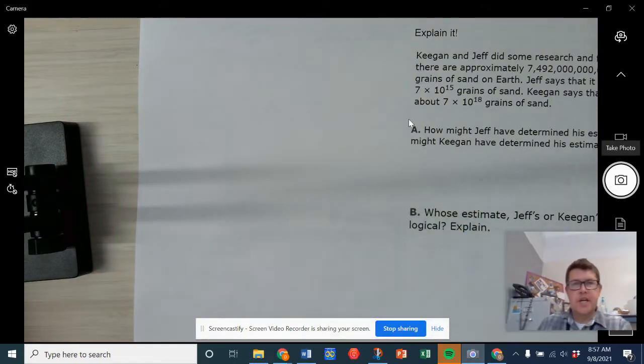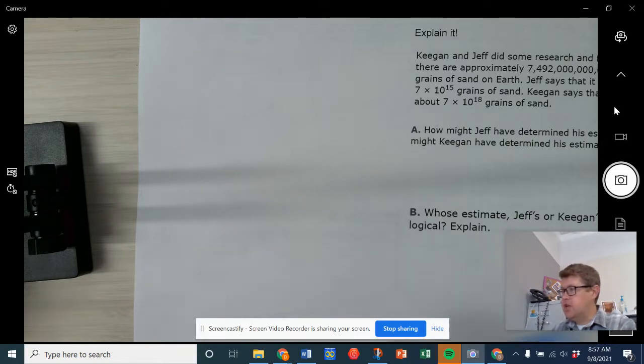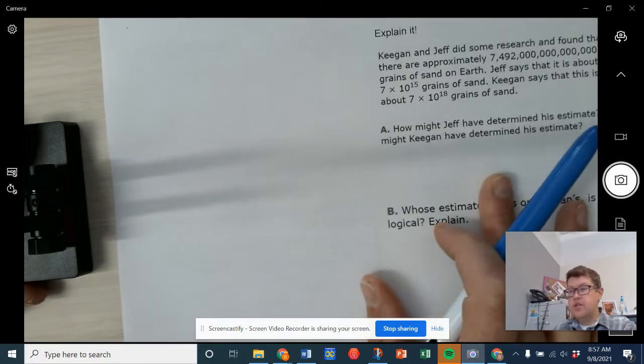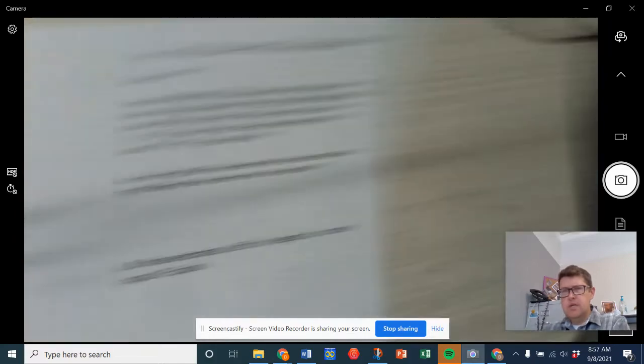Oh, hey guys, we're on 1-8. This is kind of where we start in on scientific notation. This is using powers of 10 to estimate quantities.